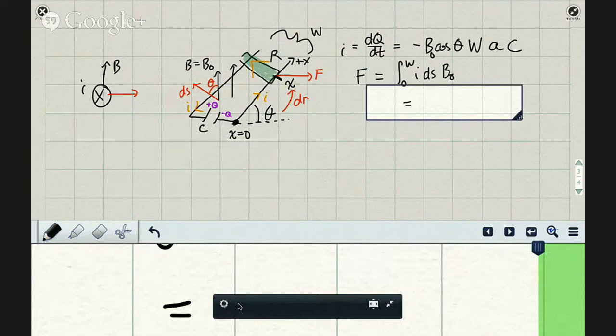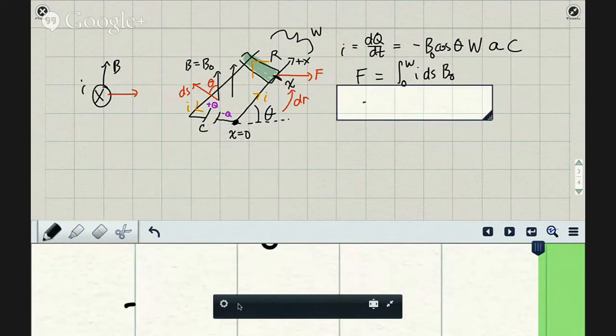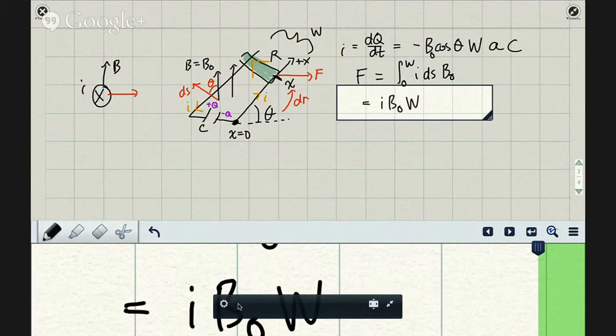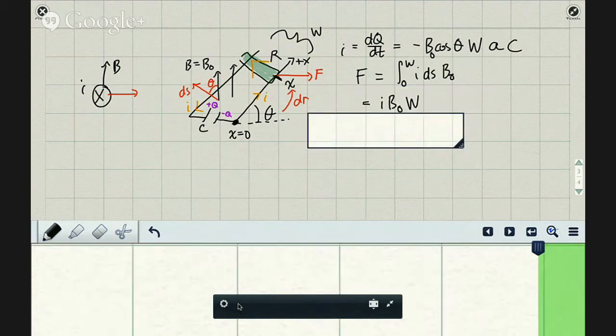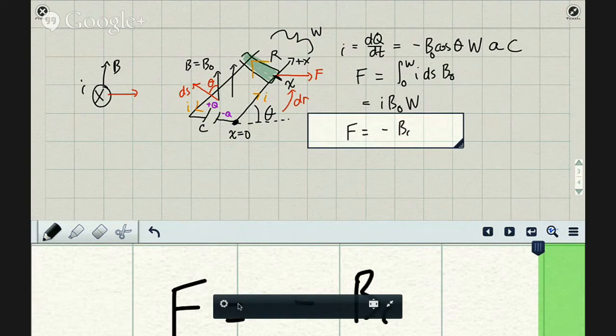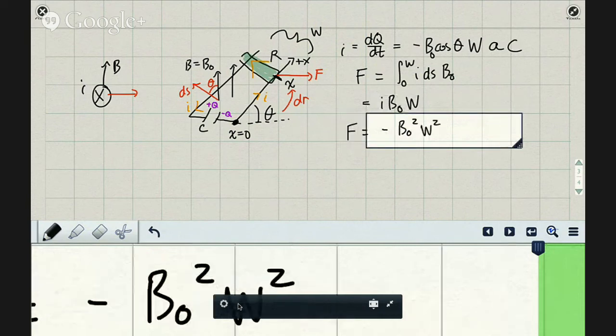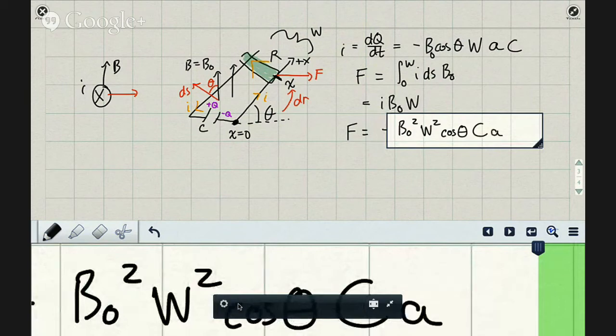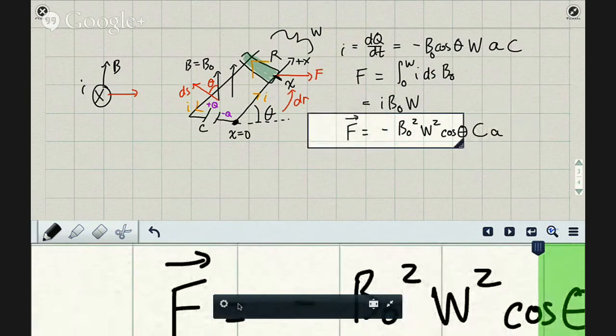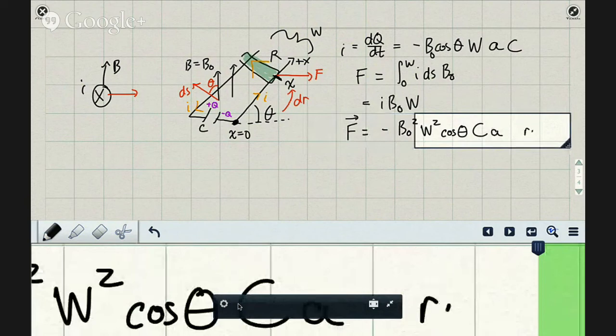So this is equal to I V0 W, and we can write this all like this. The force is going to be negative V0 squared. I'm just plugging an I down here. W squared cosine theta times the capacitance times the acceleration. All right, and it's going to be to the right.